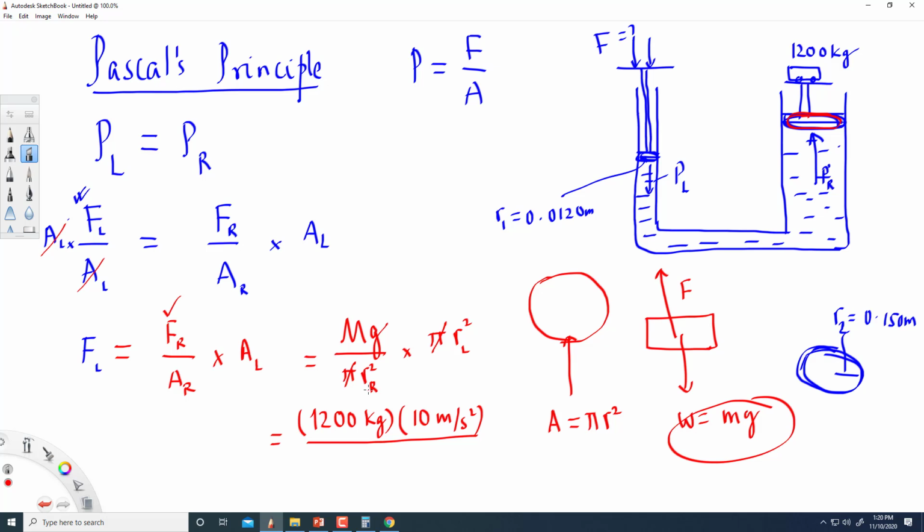Radius of the piston on the right side is 0.150 meter, and we also have square here, so don't forget square, otherwise you will get the wrong answer, times the radius of the piston on the left side, which is 0.012 meter, that's squared.